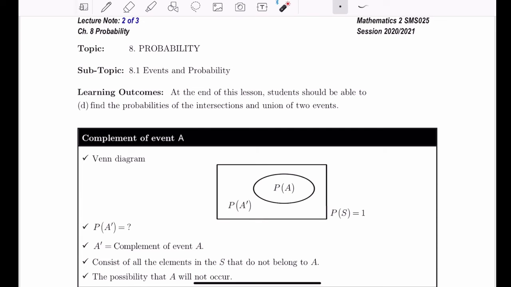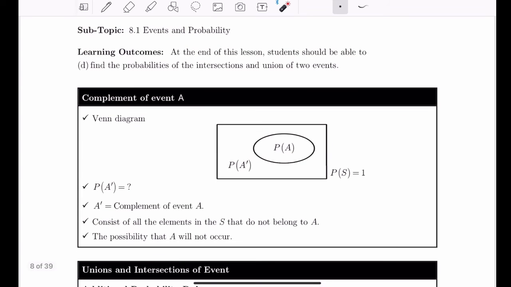At the complement of event A. So this can be illustrated by using Venn diagram. So in this Venn diagram, we can see that there is event A in the circle, and outside the circle we have event A prime. What is event A prime? Event A prime is not A. Okay, but it is still within the sample space region. So what is the probability of A prime? So A prime meaning the complement of event A, not A. Alright, it consists of all elements in the S that do not belong to A. The possibility that A will not occur.